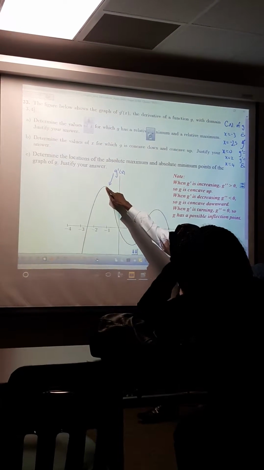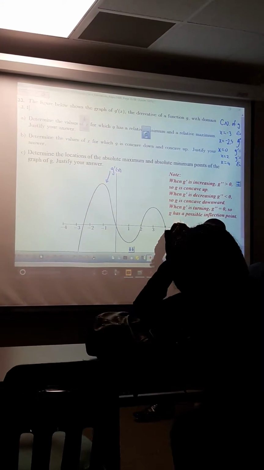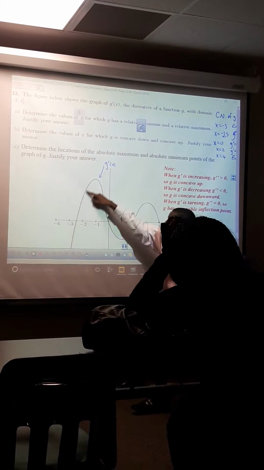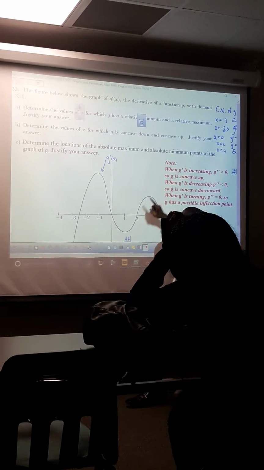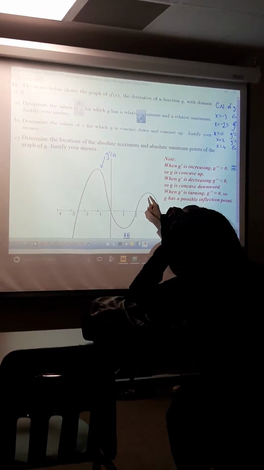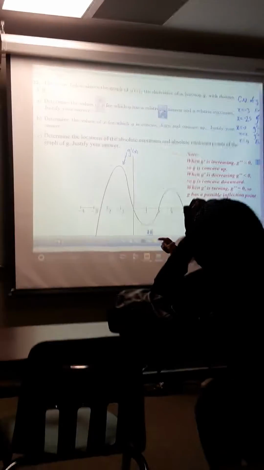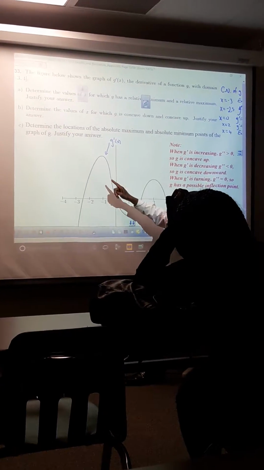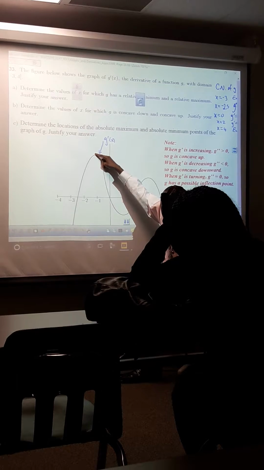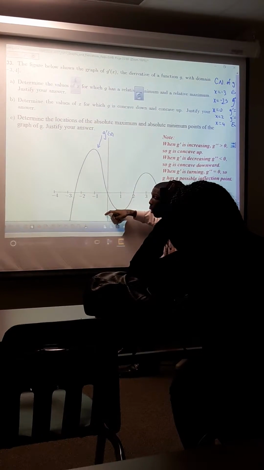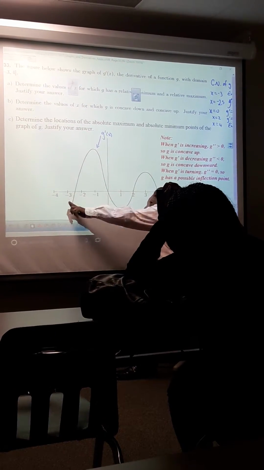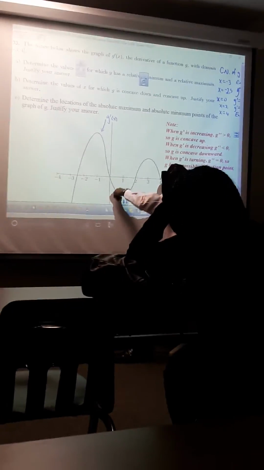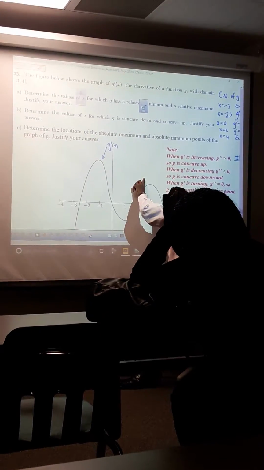And when g prime again is increasing, same thing, right? When g prime is turning, it's changing direction, changing from increasing to decreasing or decreasing to increasing. Those are places where g double prime is 0, which means we have points of inflection for g. Because now g is changing from concave up to concave down, or from concave down to concave up. Why? Because g prime is changing from increasing to decreasing, and from decreasing to increasing.